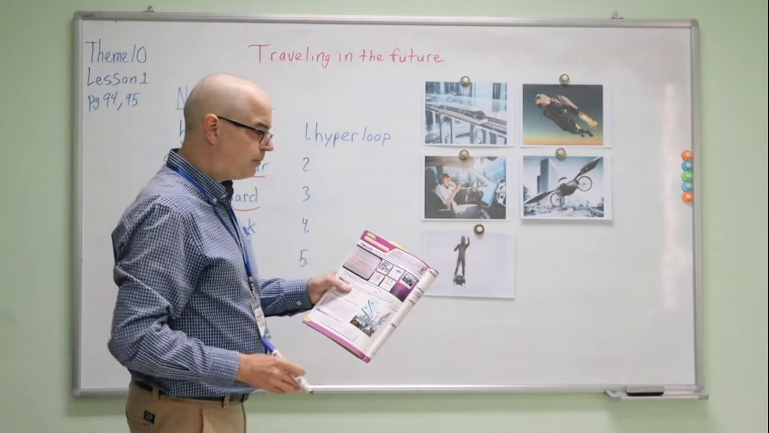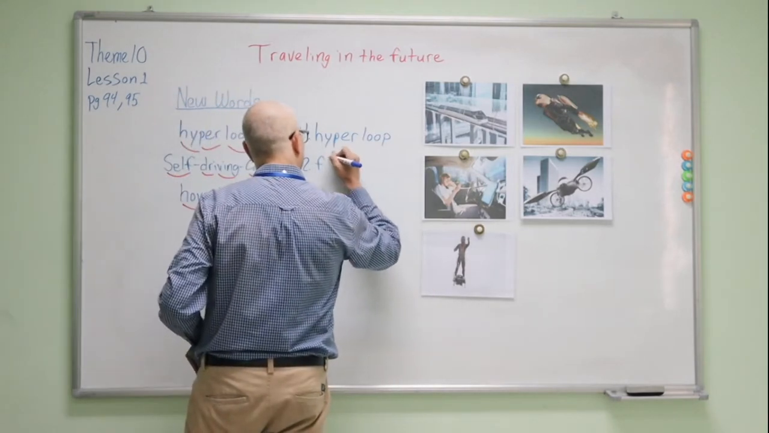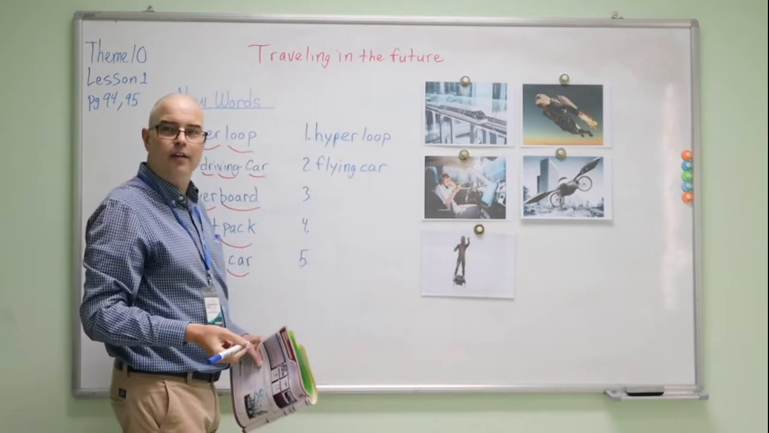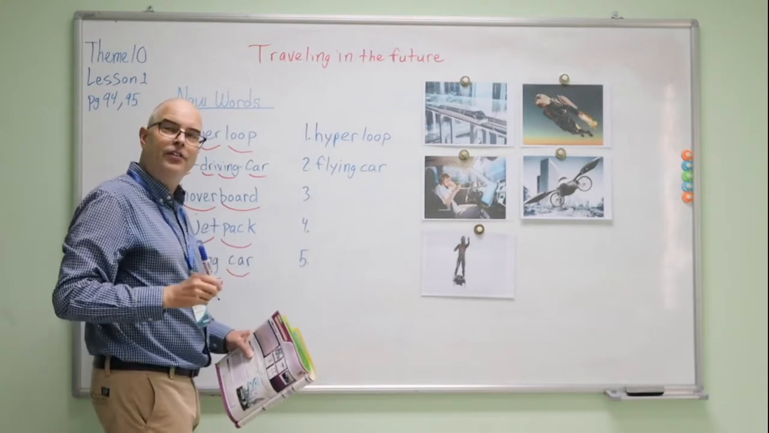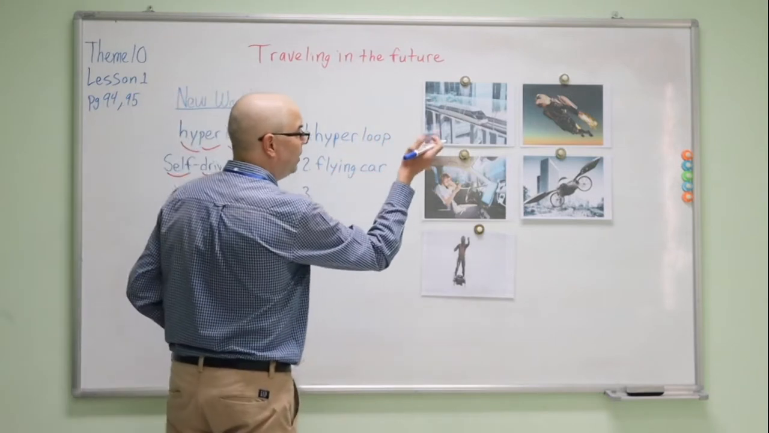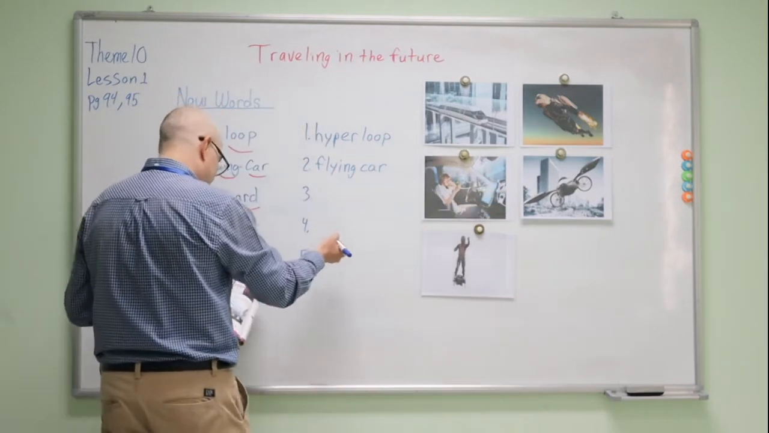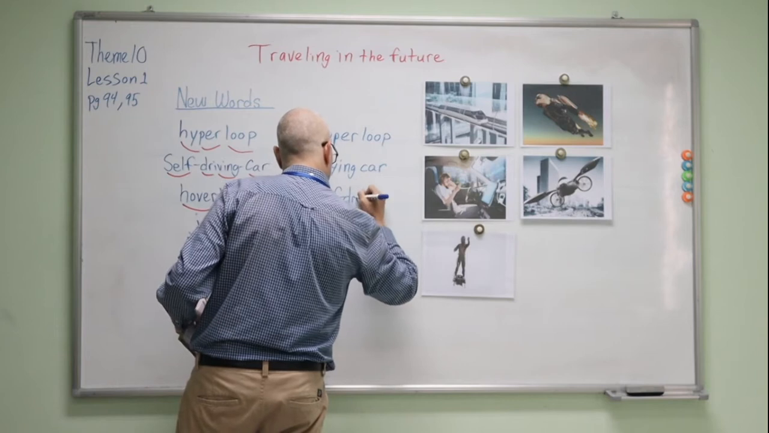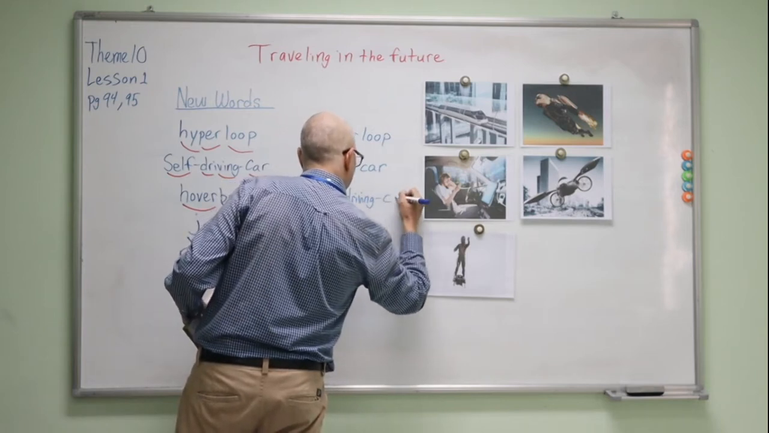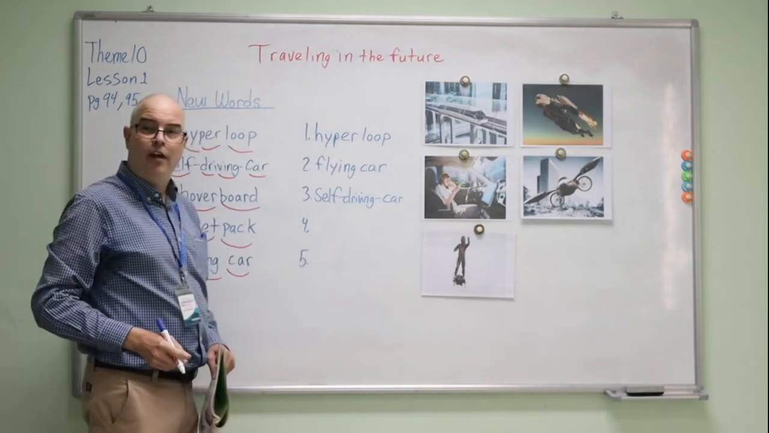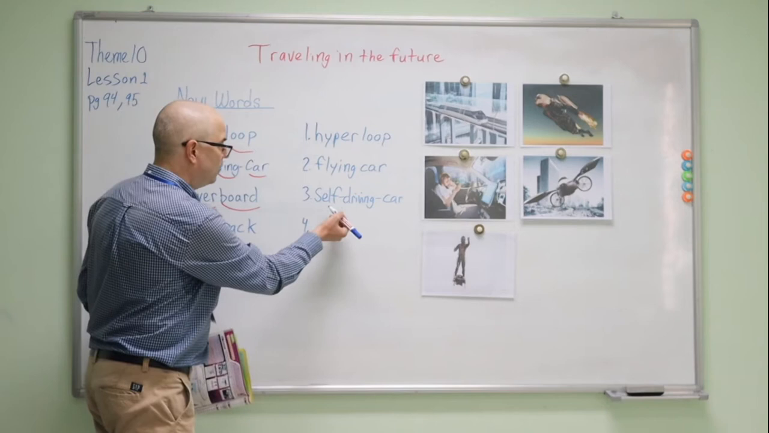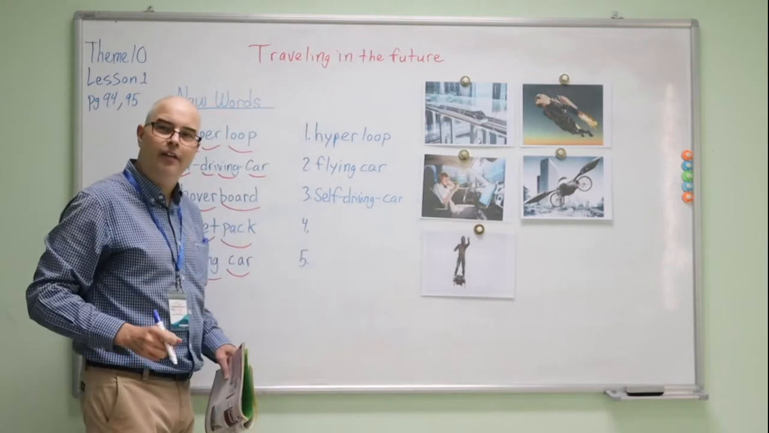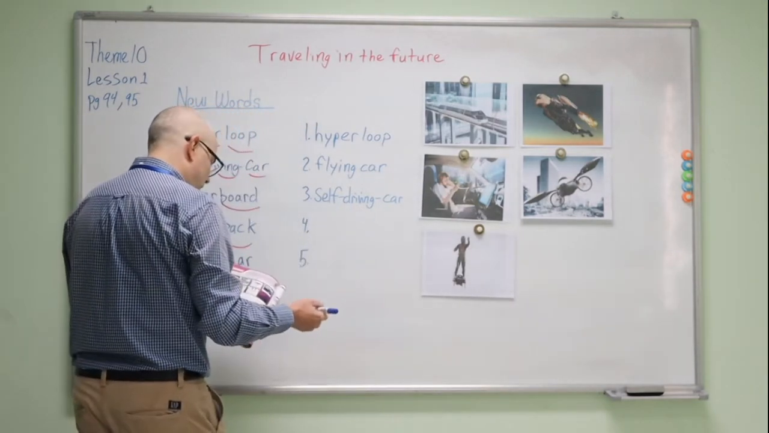Number 2, flying car. If you wrote flying car, that is correct. Number 3, self-driving car. She is on her phone while the car is driving. Very good.